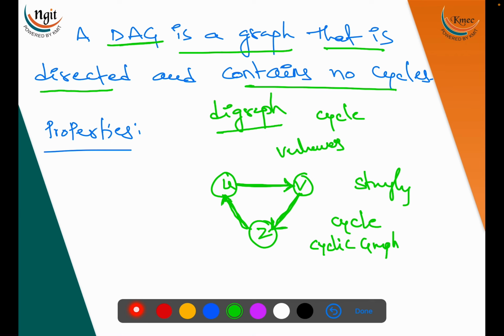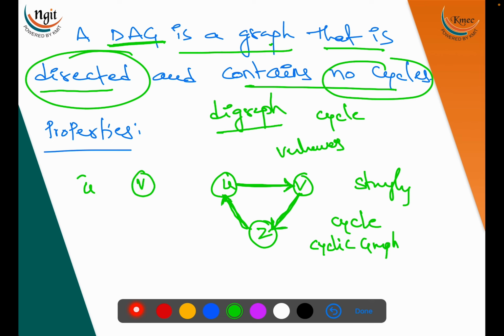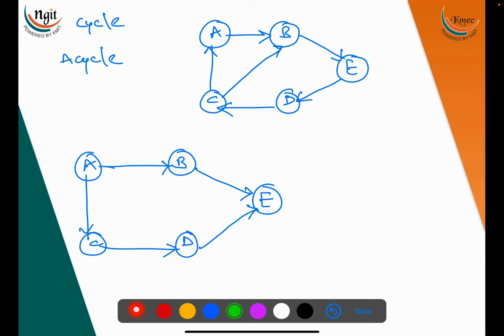Now what do you mean by an acyclic graph? A directed acyclic graph is a graph that is directed and contains no cycle. That means you can have an edge from U to V and from V to Z, and there is no edge from Z to U. Only the edge from U to Z. So it doesn't form a cycle, right? So this is the acyclic graph and this is the cyclic graph. Now we'll take some examples.